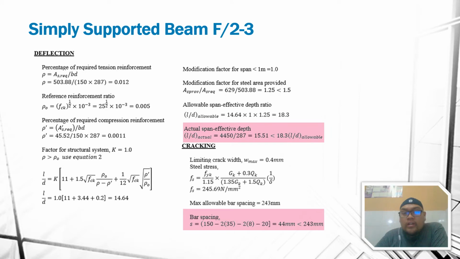For the deflection, I calculate the rho naught and rho prime. What I found is rho is higher than rho naught. Then I use equation 2. And it comes out that L/d actual is lower than L/d allowable. That means it's okay. And for the cracking, the bar spacing I get is lower than the maximum allowable bar spacing. That means the cracking is okay.